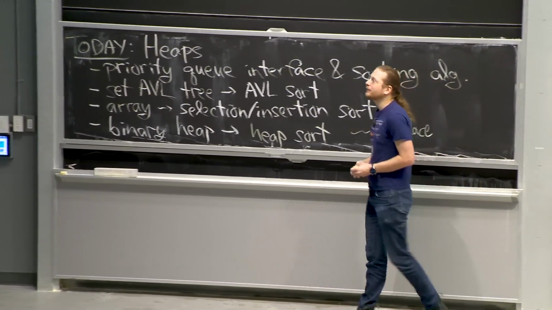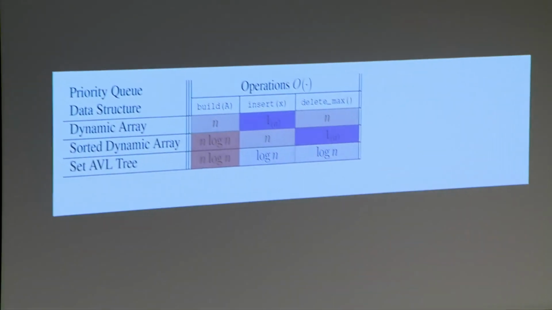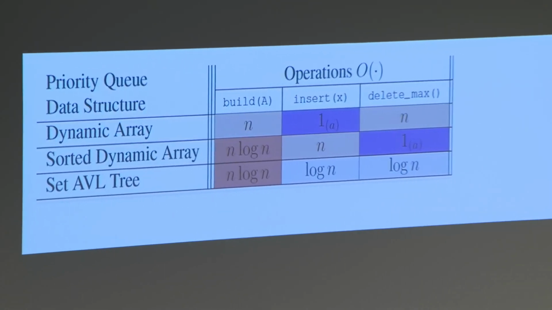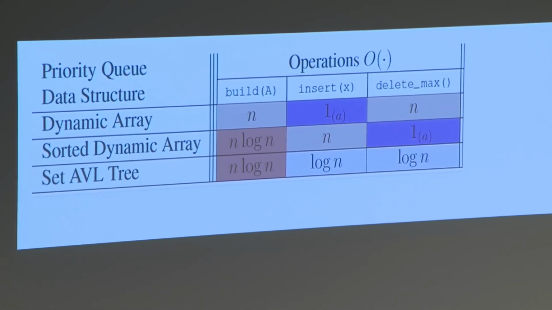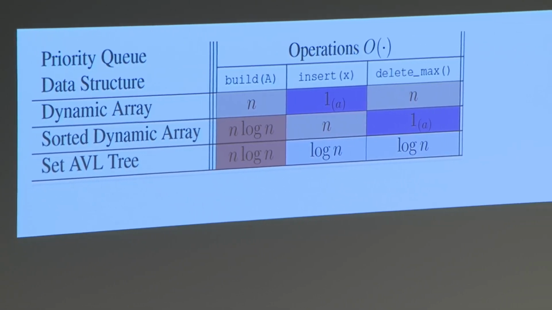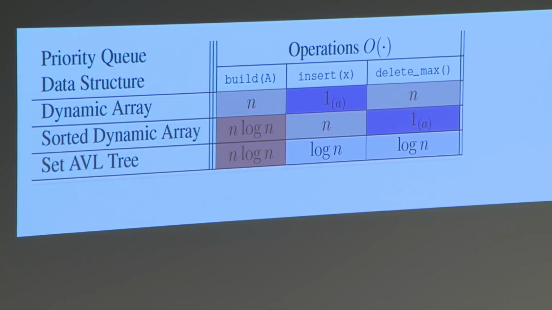I have up here three of the operations I've been talking about: build, insert, and delete max. We have set AVL trees there: n log n build, log n insert, log n delete. Along the way to our heap, I want to mention two other data structures. One is a dynamic but unsorted array, and the other is a dynamic sorted array.